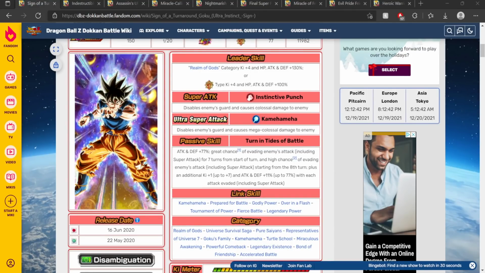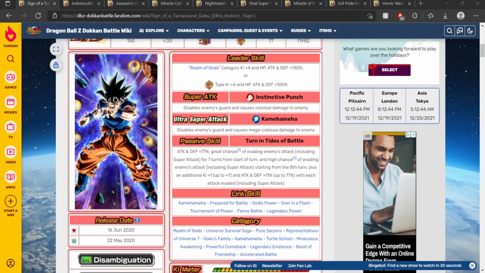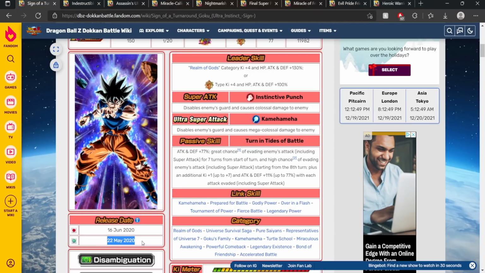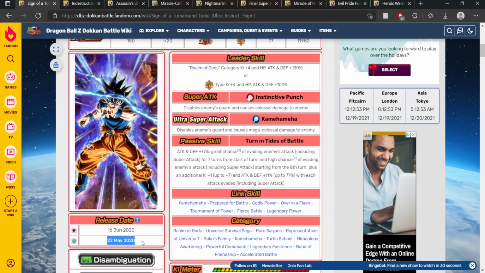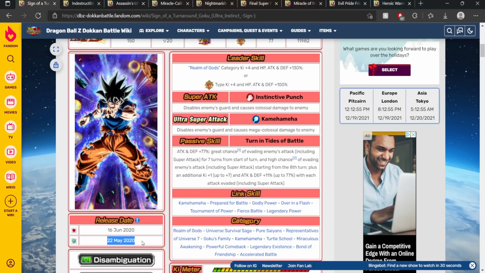The last Global First that we received was STR UI Goku back in May of 2020, which means that this upcoming May will mark 2 years since we've seen a Global First unit. And this personally raises some concerns for me.